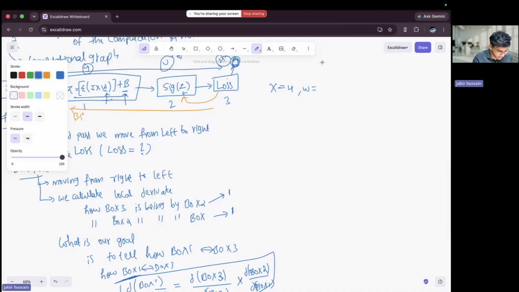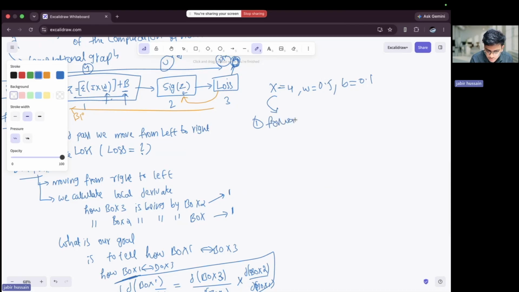First of all, let's assume x is equal to, you can take anything, weight is equal to 0.5. I'm not using my own numerical. b is equal to 0.1. I have taken random numbers. Then let's calculate z. I'm moving in the forward pass. First step is forward pass, right?